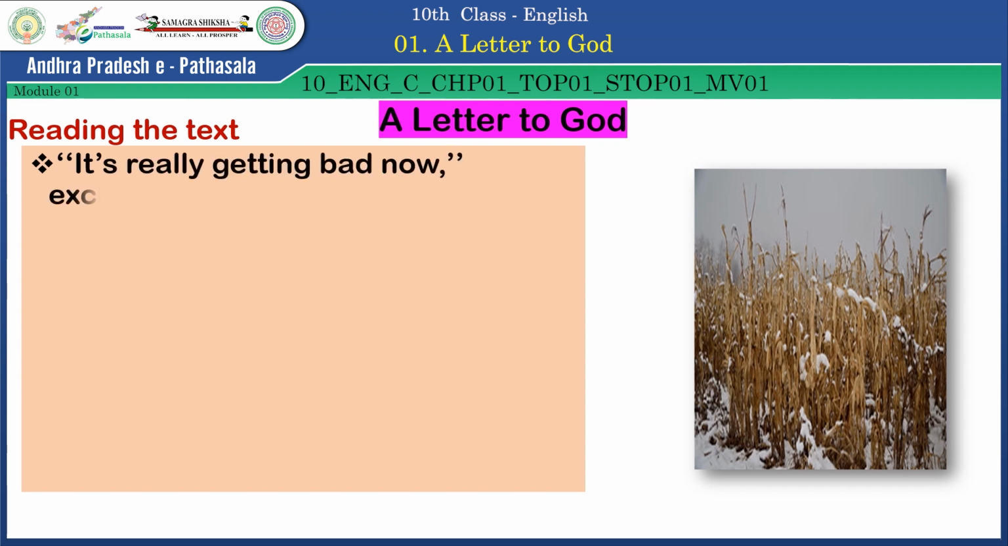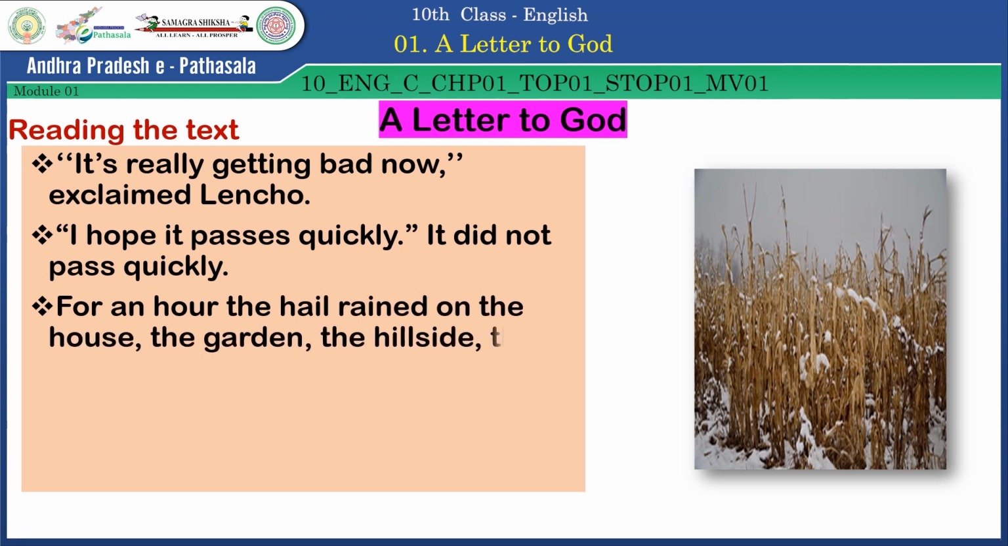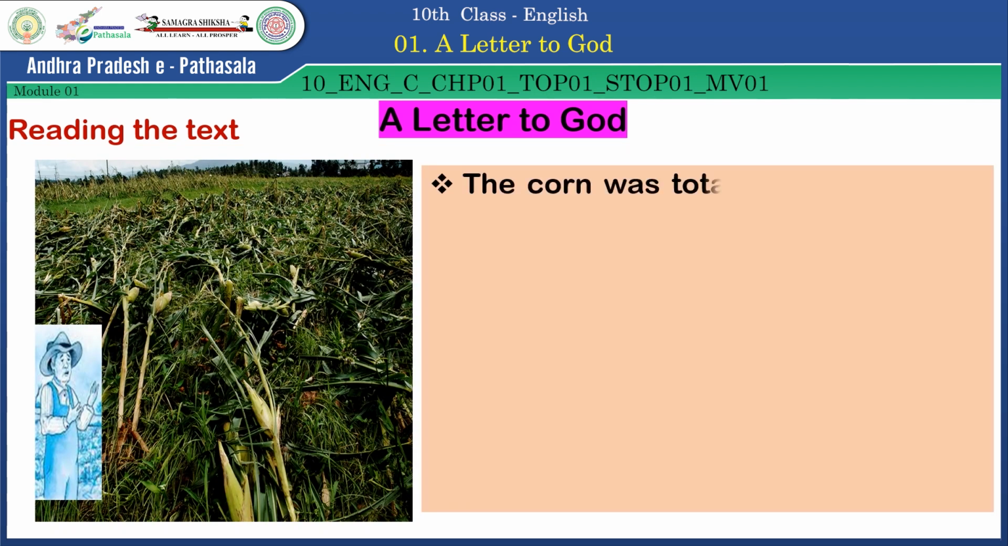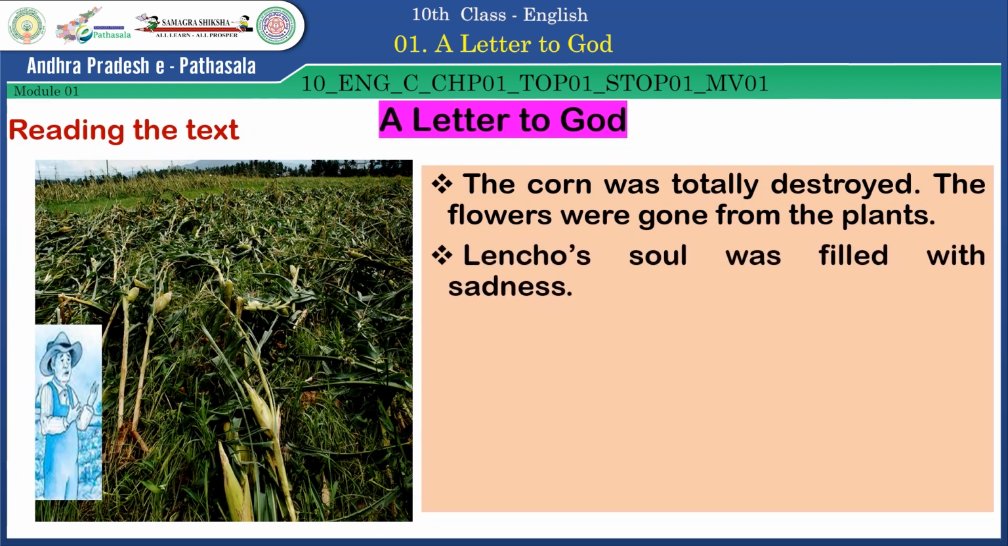"It's really getting bad now," exclaimed Lencho. "I hope it passes quickly." It didn't pass quickly. For an hour the hail rained on the house, the garden, the hillsides, the cornfield, on the whole valley. The field was white as if covered with salt. The corn was totally destroyed. The flowers were gone from the plants. Lencho's soul was filled with sadness.